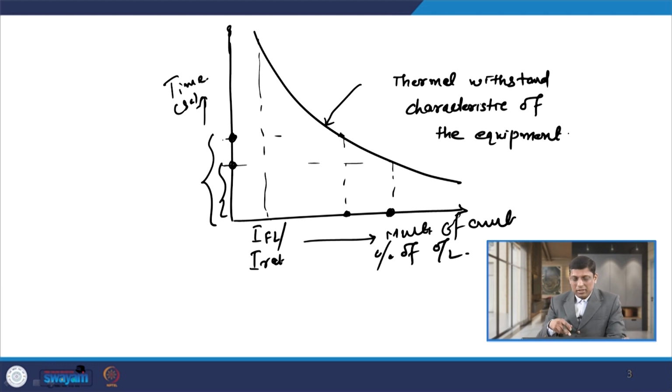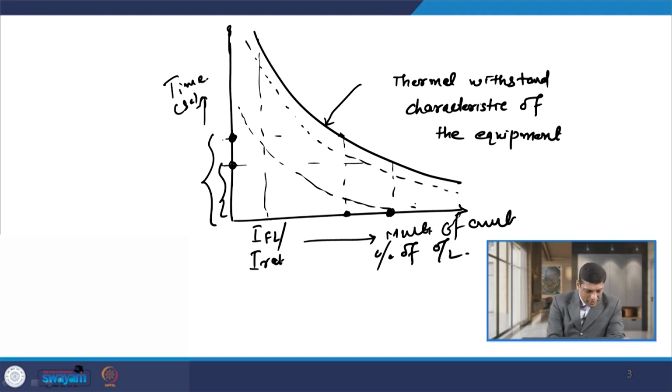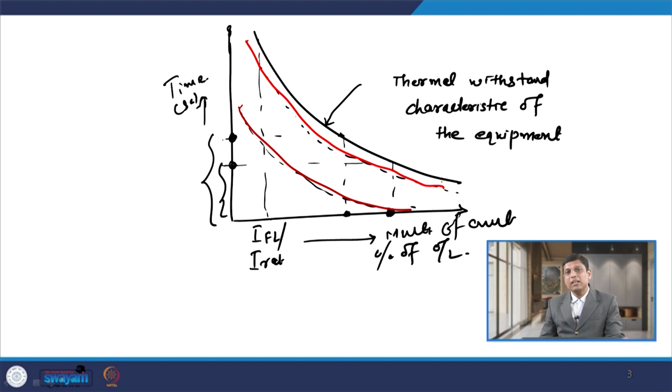Now, when I say the thermal relay characteristic is below this thermal withstand capability curve, then I have the relay characteristic somewhere here which is below this characteristic, or I have the thermal relay characteristic like this also. So, there are two types of characteristic we can say. Both of these relay characteristics are below the thermal withstand characteristic of the equipment.